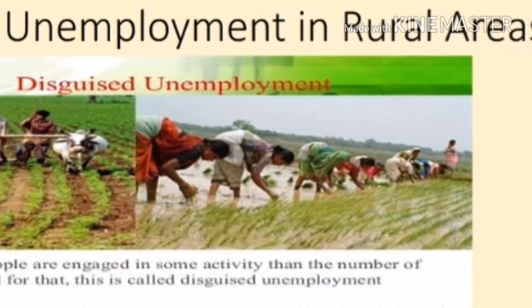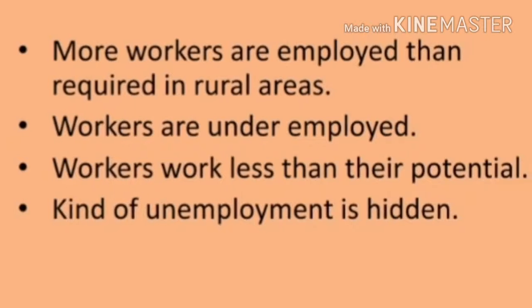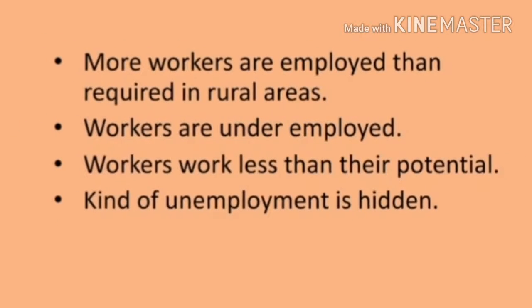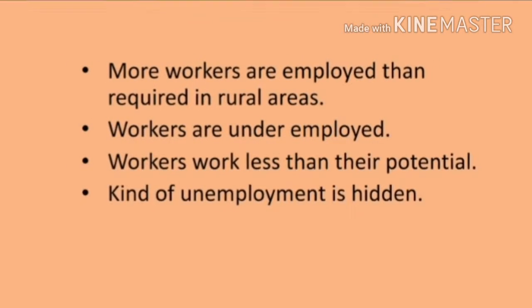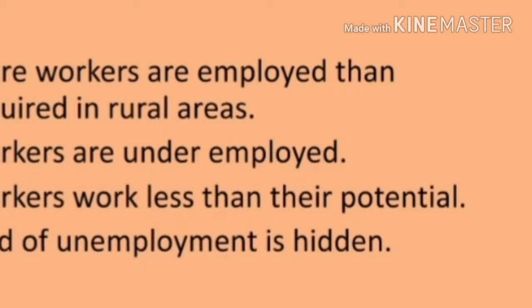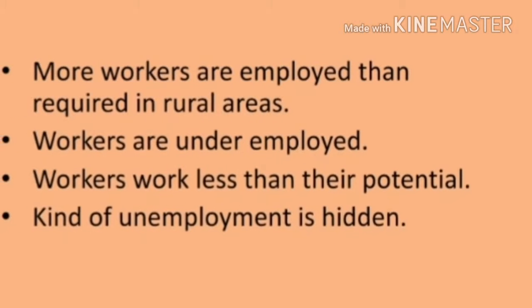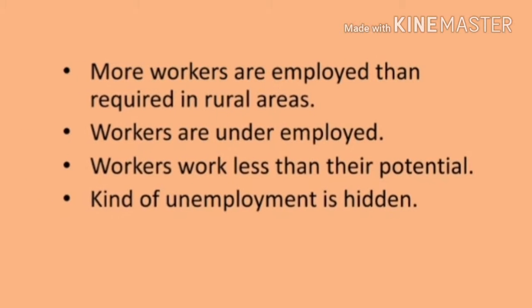So students, in the rural area, more persons are working than the required number, and the workers are underemployed. Their labor efforts get divided, and they work less than their potential. So this kind of unemployment is hidden. It is known as disguised unemployment.